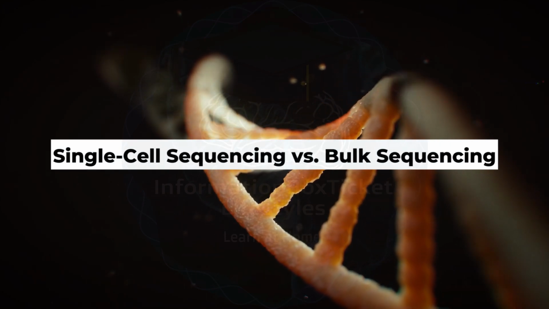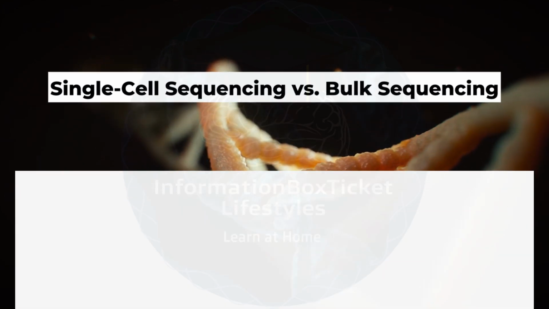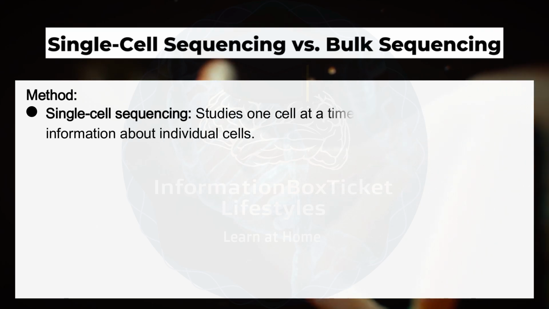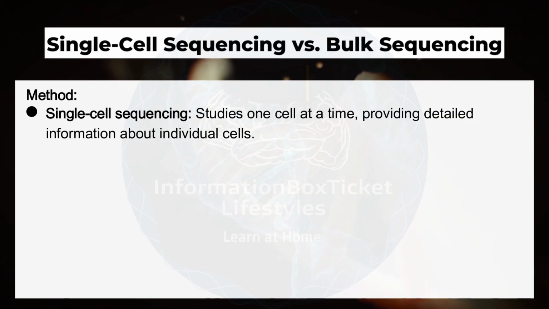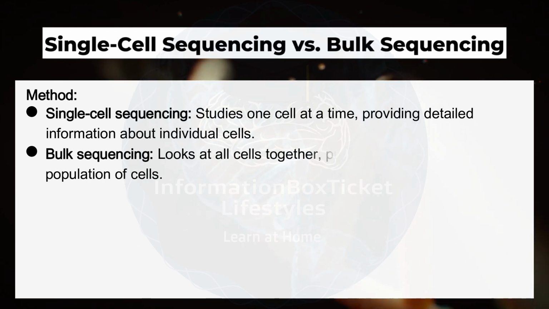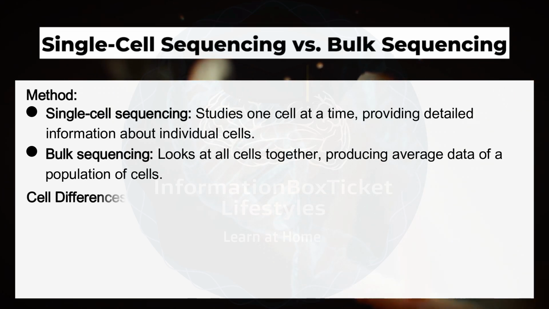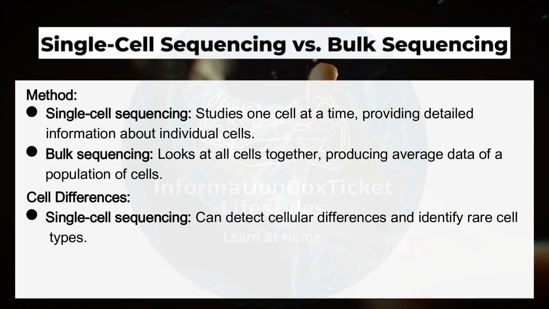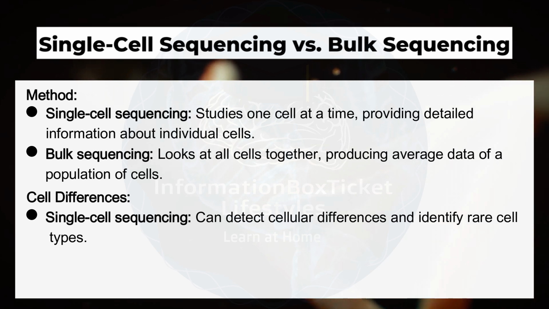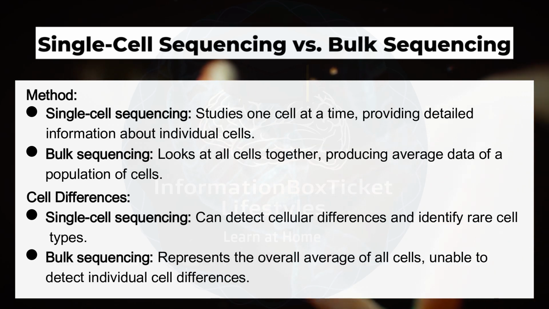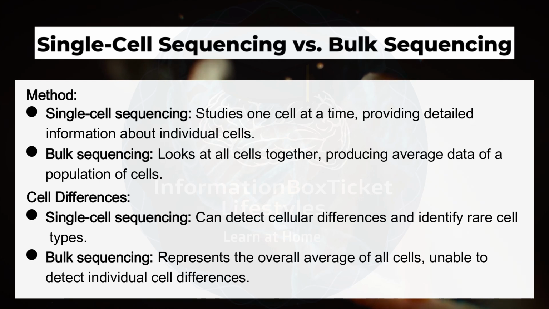Single-cell sequencing versus bulk sequencing. Method: single-cell sequencing studies one cell at a time, providing detailed information about individual cells. Bulk sequencing looks at all cells together, producing average data of a population of cells. Cell differences. Single-cell sequencing can detect cellular differences and identify rare cell types. Bulk sequencing represents the overall average of all cells, unable to detect individual cell differences.